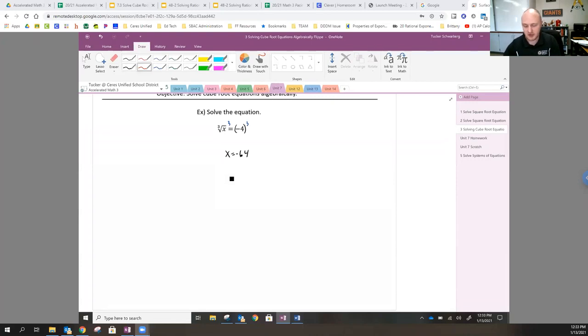So I'm just going to go ahead and check what is the cubic root of -64. And indeed, in fact, it is -4.